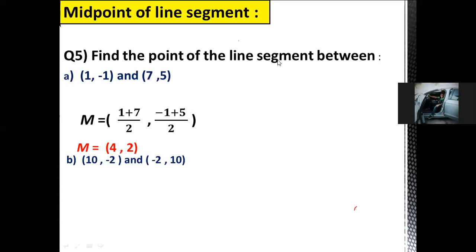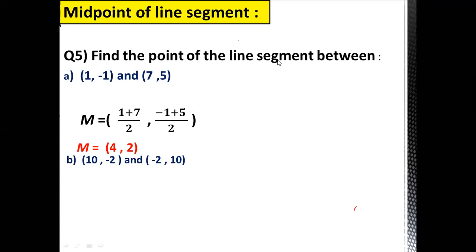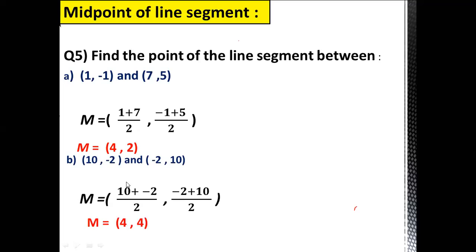I can see more hands. Yes, Sammy. Do you want to answer this? How can I find the midpoint? Sammy: 10 plus negative 2, divided by 2, is 4. 10 plus negative 2, that would be 8, divided by 2, that would be 4. That's right. So it's 4, 4. Excellent. And this is our midpoint.